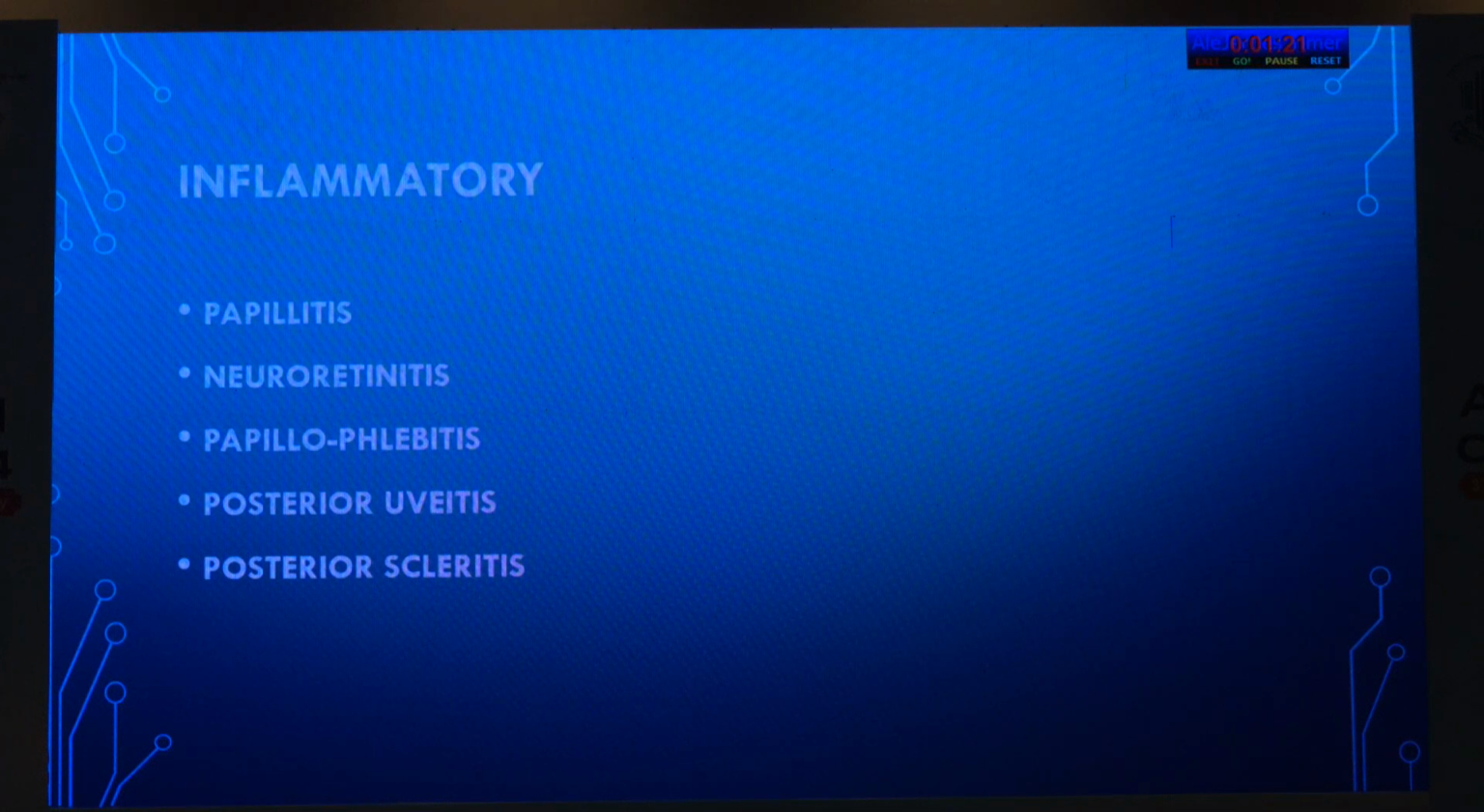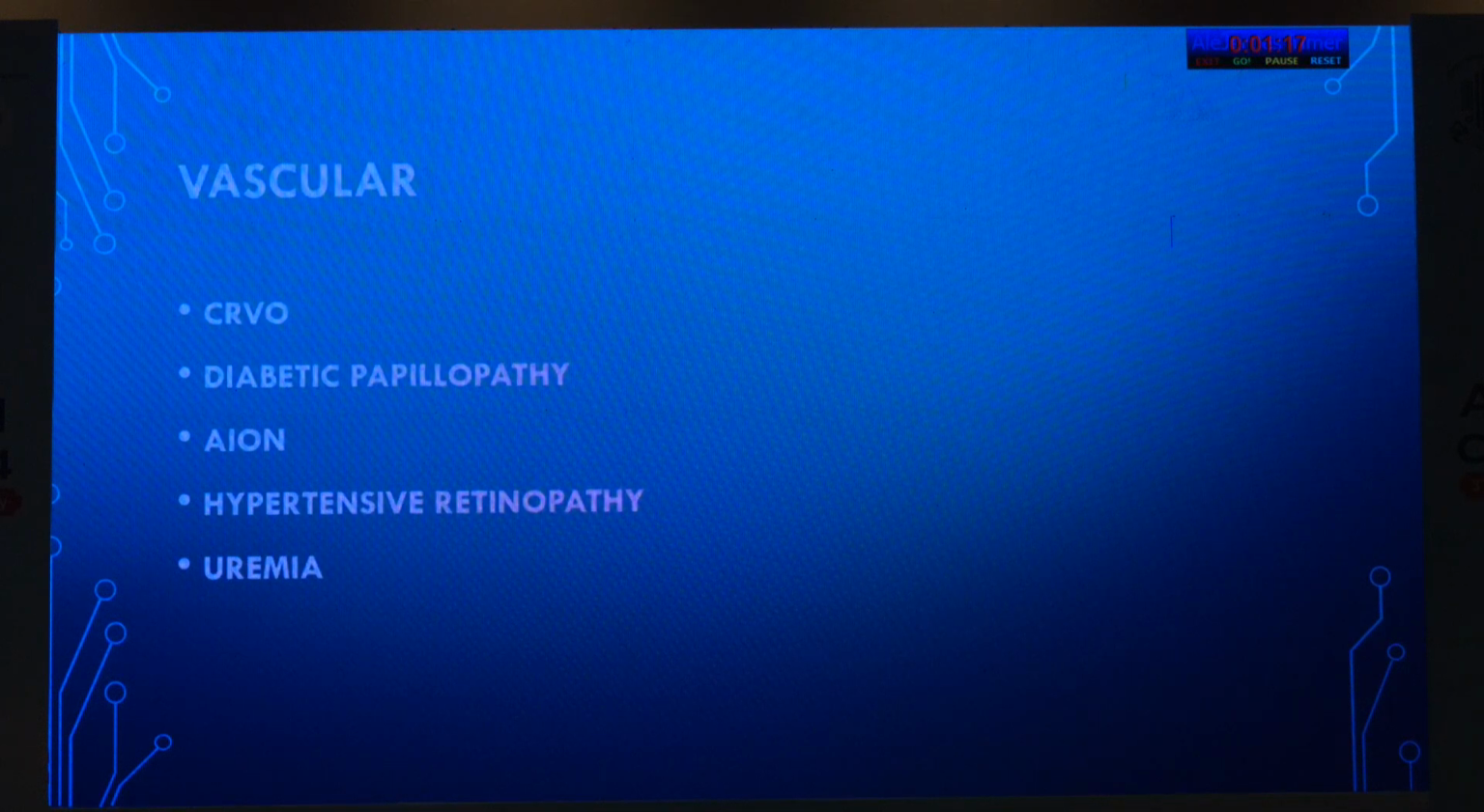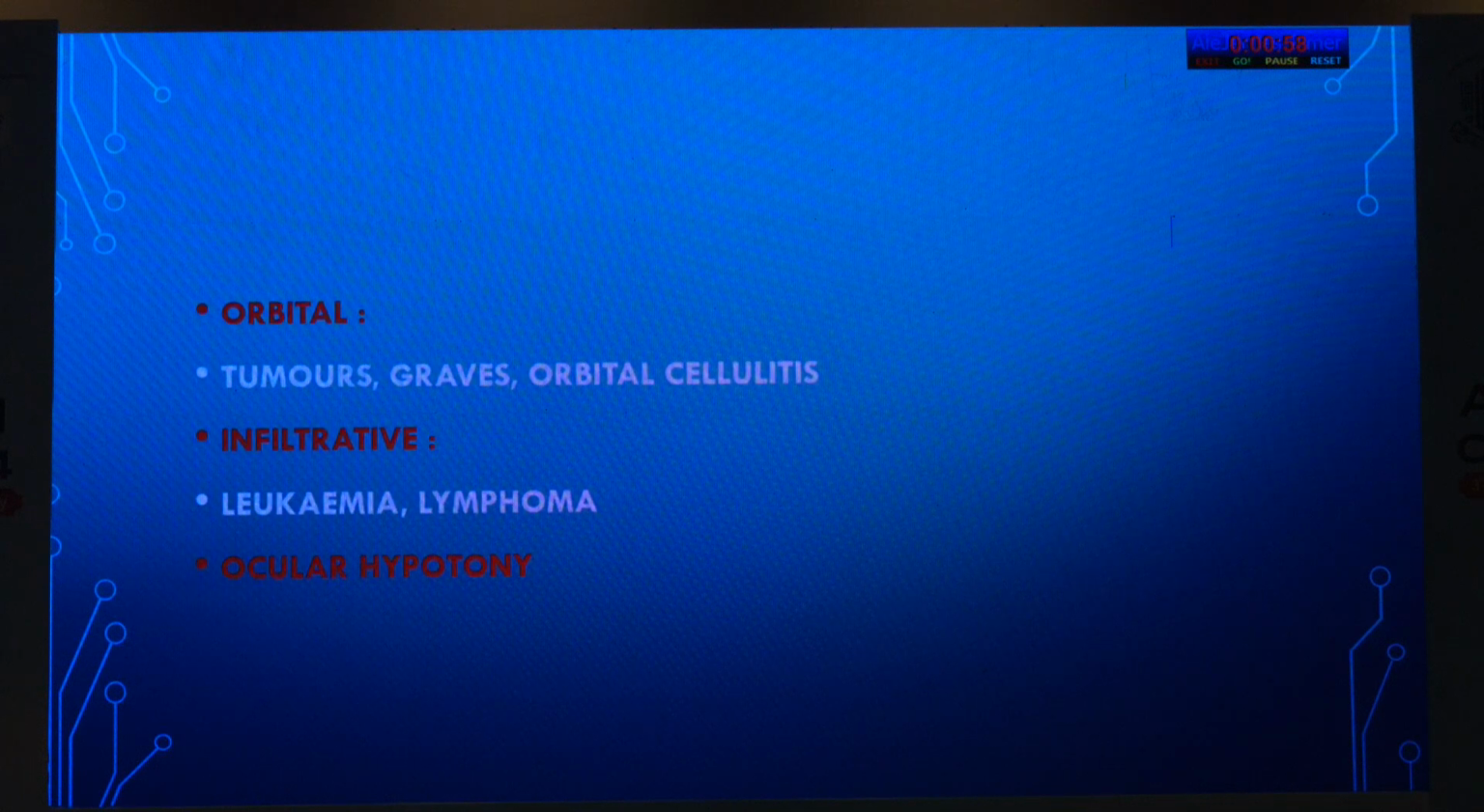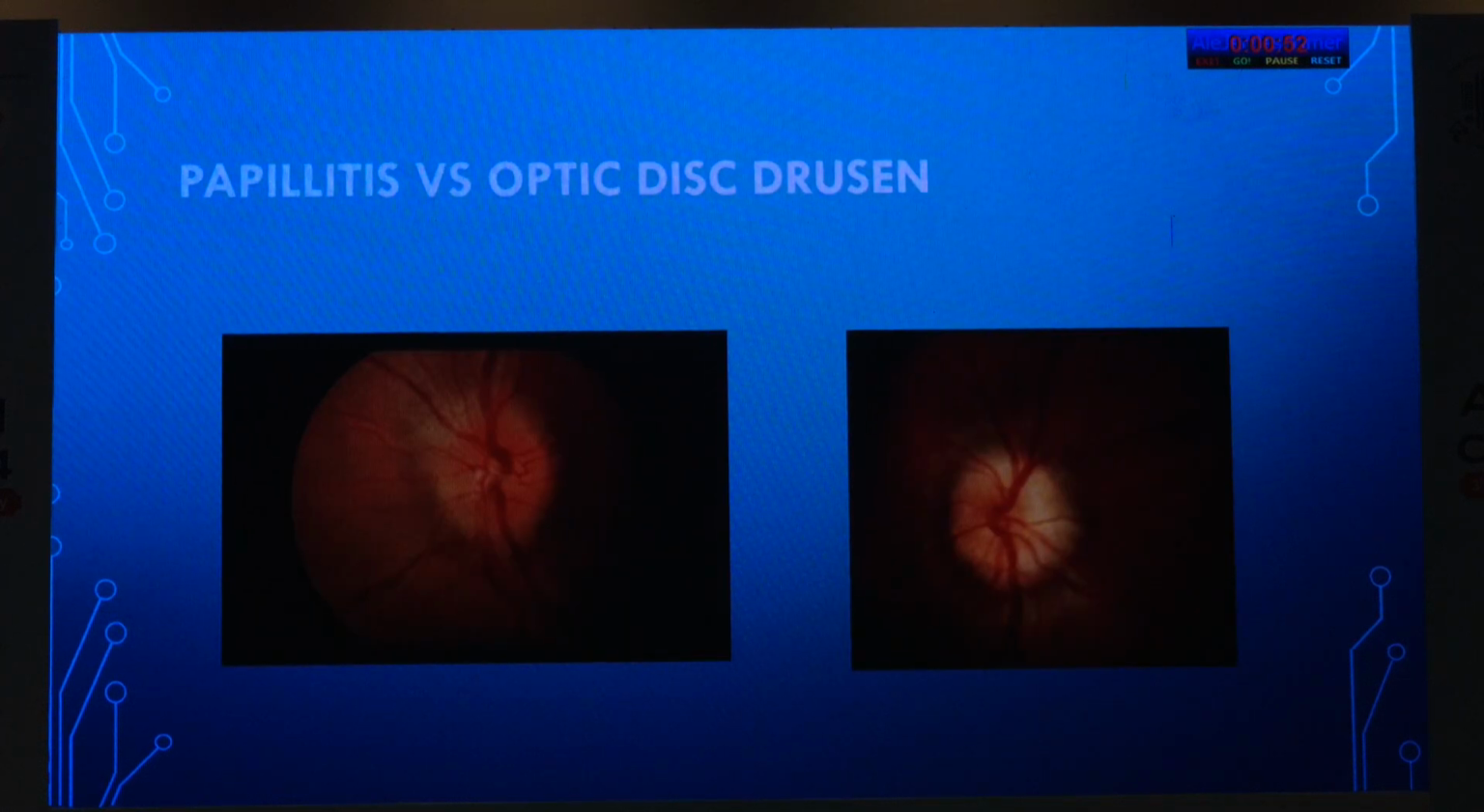Among inflammatory causes, the most common are papillitis, neuroretinitis and papilloflebitis. Vascular CRVO has a dual pattern. CRVO itself can cause disc edema, and long-standing large disc edema can cause CRVO also. Diabetic papillopathy we saw is very common, as are arterial ischemic optic neuropathy and hypertensive retinopathy, usually grade 4 hypertensive retinopathy with bilateral disc edema. Then there are orbital causes, tumor and orbital cellulitis, that cause disc edema and compression.